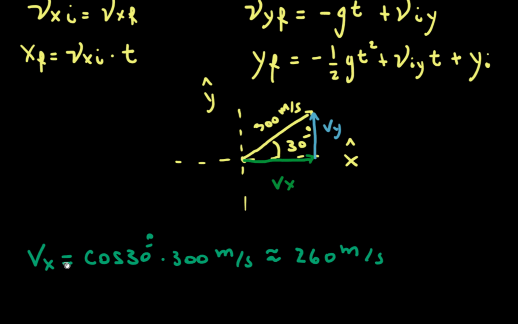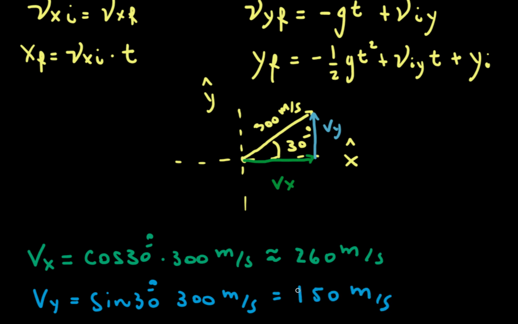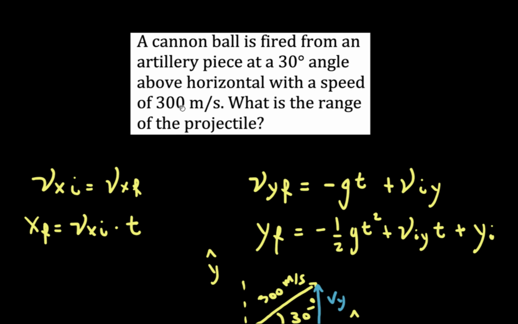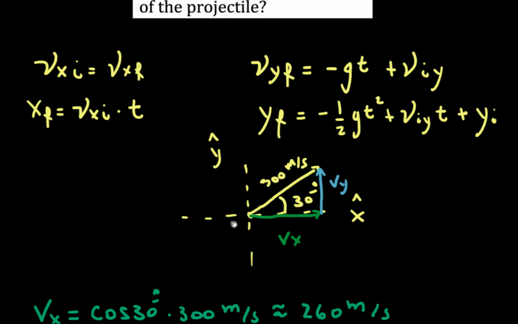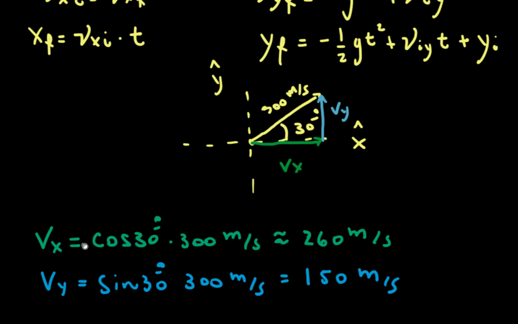Then we can go ahead and do the y. The y is a little simpler. Vy, as far as computation goes, is sine of 30 degrees times 300 meters per second. Sine of 30 degrees is a half. Half of 300 is a perfect 150 meters per second. Okay, so before I did anything, I took this speed with this direction and I turned it into a velocity. Then I decomposed the velocity into its horizontal and vertical components, which we call x and y components.